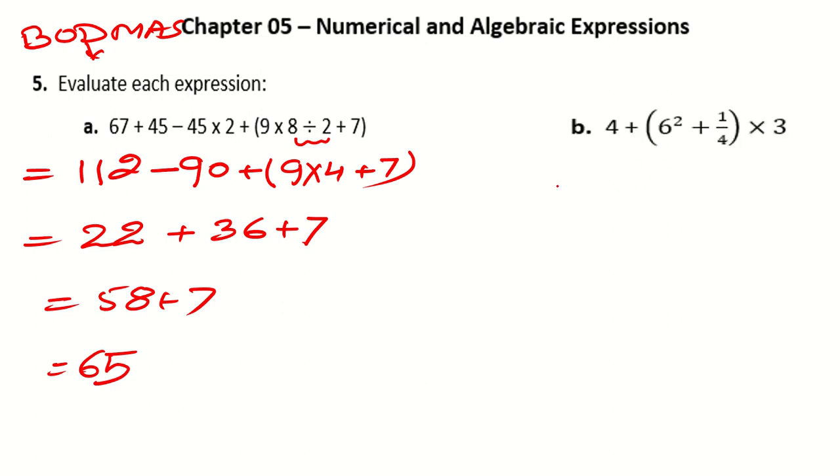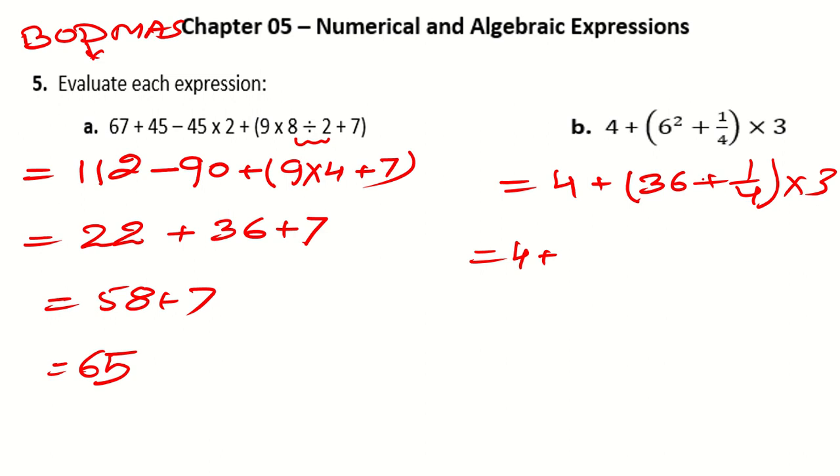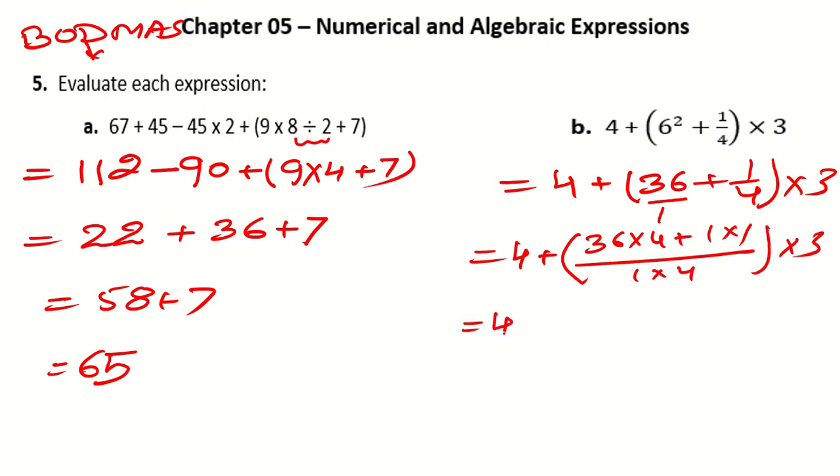Now another question is 4 plus, you see, first we'll calculate the bracket. 36 means 6 square, 6 multiply 6 plus 1 times 1 over 4 times 3. So this is 4 plus, now what I told you for this, you just make it as a fraction over 1 and then cross multiply to take the LCM. So this is 36 multiply 4 plus 1 multiply 1 over 1 multiply 4 times 3. So this is 4 plus 36 multiply 4, 4 6 are 24, 4 3 are 12 and 2, 14 plus 1 over 4 times 3.